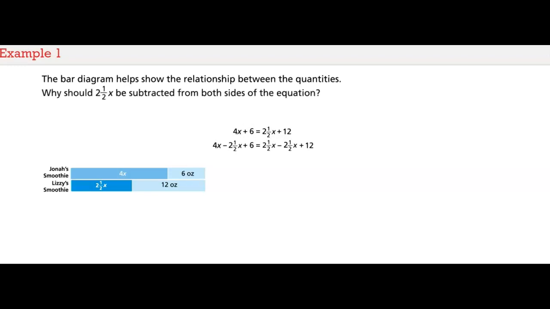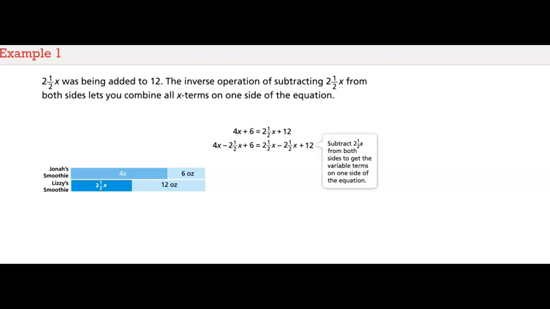Why should we subtract 2 1/2 X from both sides? We subtract 2 1/2 X from both sides to get the variable terms on one side of the equation. Notice that, since 4 is greater than 2 1/2, it makes sense to subtract 2 1/2 X from both sides. Now, we have only one variable term, and it has a positive coefficient. Subtract 6 from both sides to get all of the constant terms on one side of the equation. Again, we have only one constant term left.